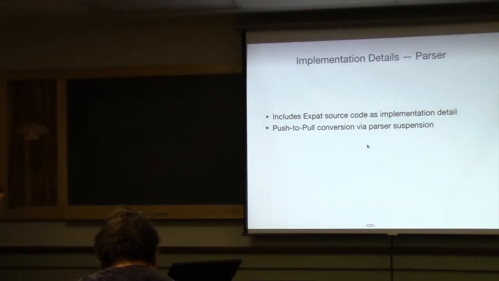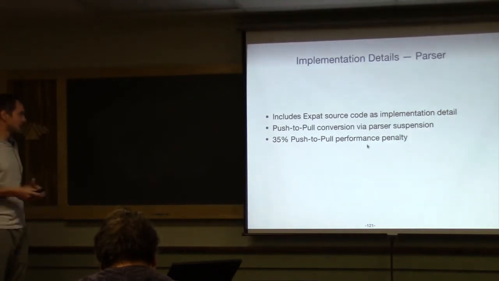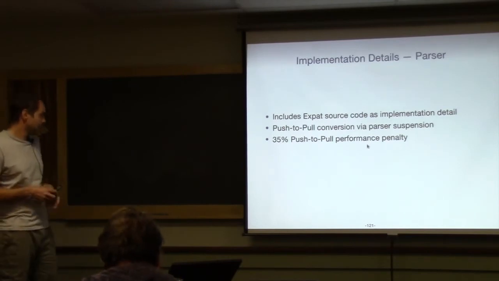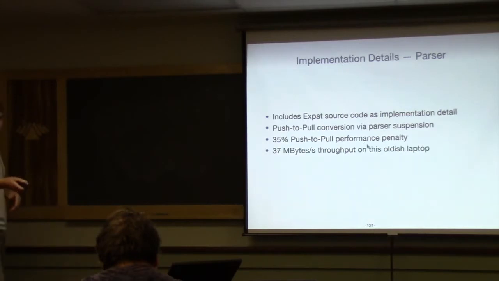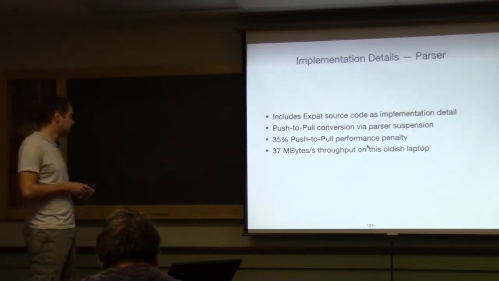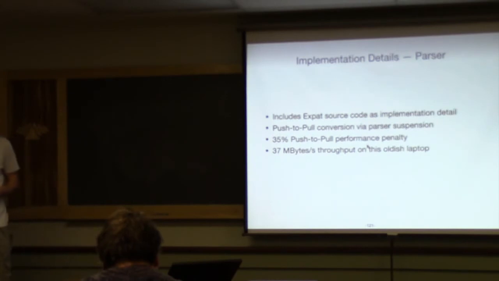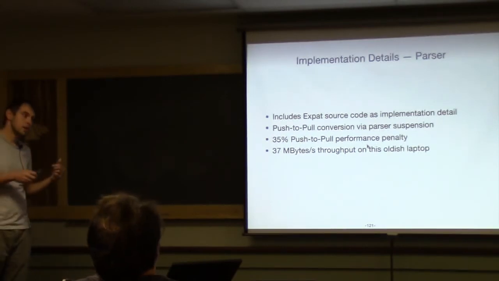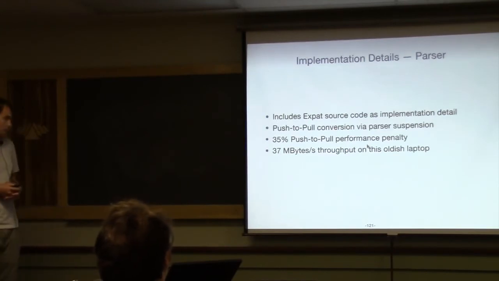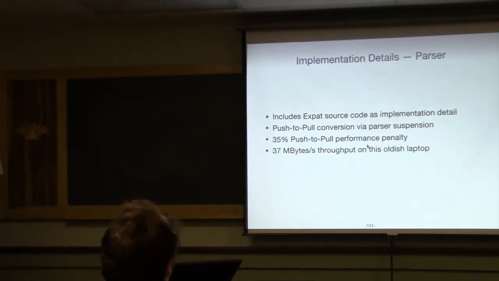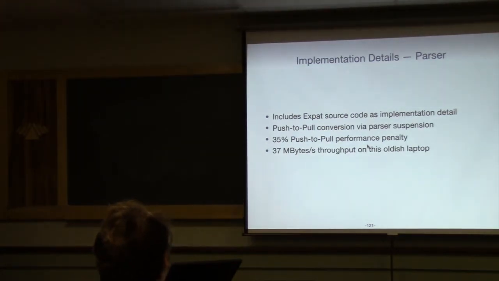That's the question. Well, the performance hit from suspending the parser all the time is about 35% of Expat's performance, which is not negligible, but not the end of the world either. On this 4-year-old laptop, I get about 37 megabytes per second throughput with all the name splitting and string construction and everything.